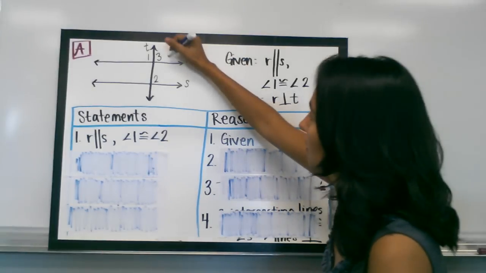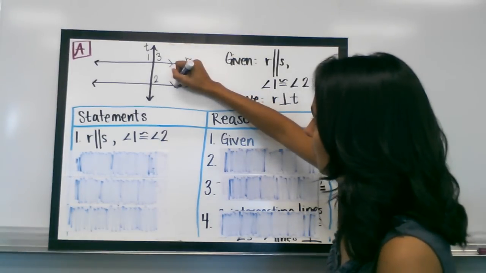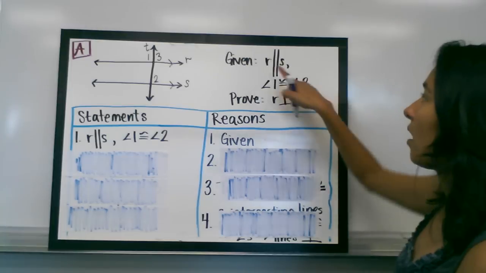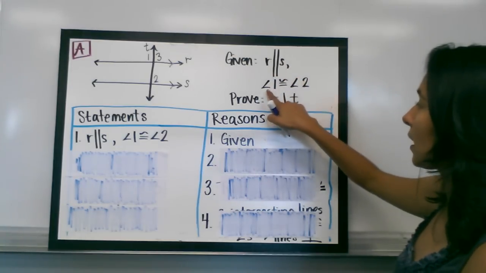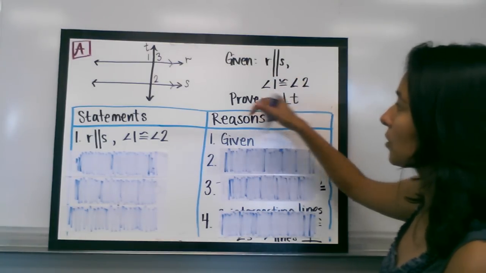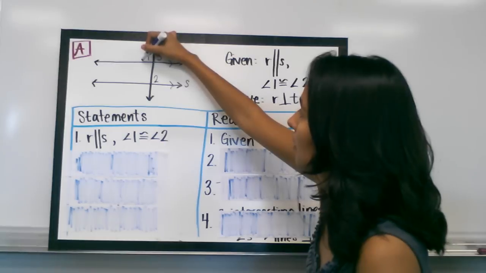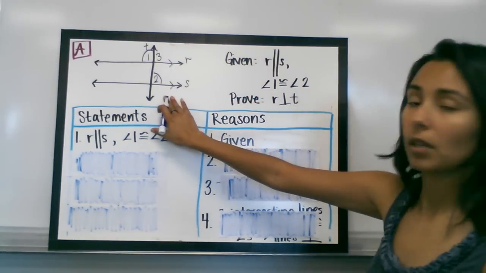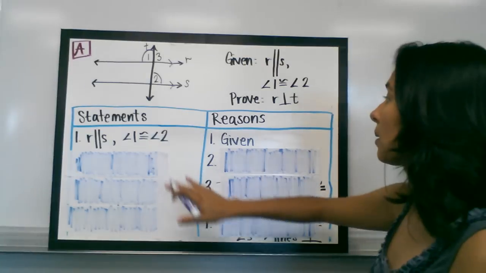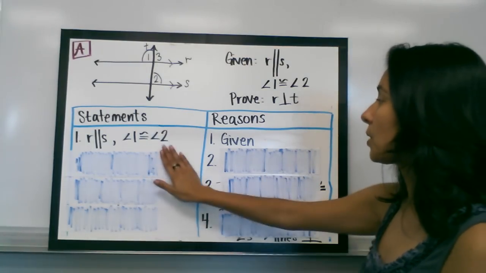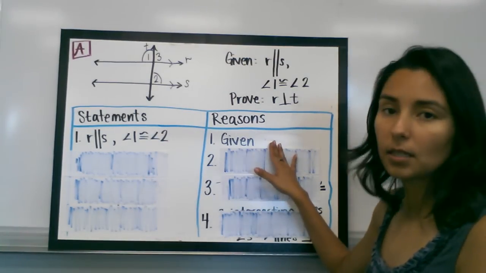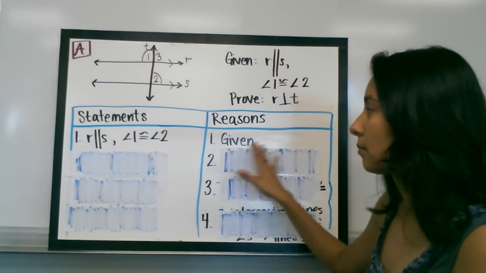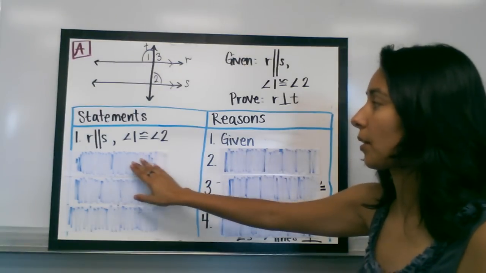And actually, since that's given, I'm going to label it on my picture. R and S are parallel, and angle 1 is congruent to angle 2. So I'm also going to label that in my picture. Angle 1 and angle 2 are congruent. So if you take a look, obviously given is the easiest step. It's given. It's not a whole lot of thought that goes on there.